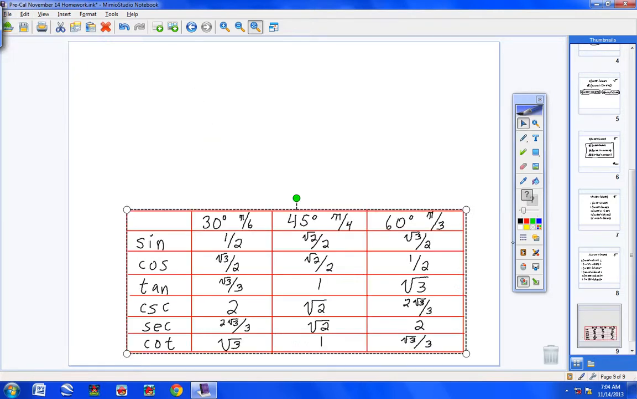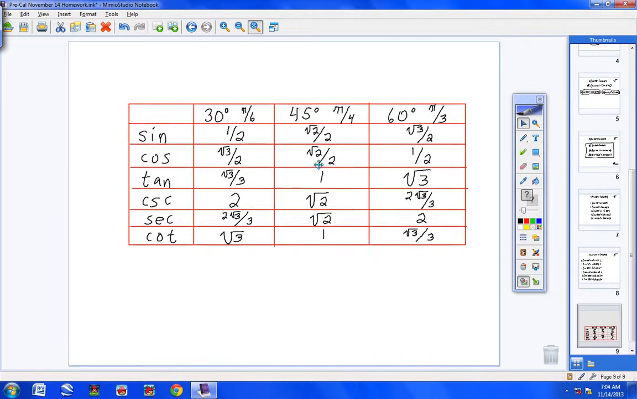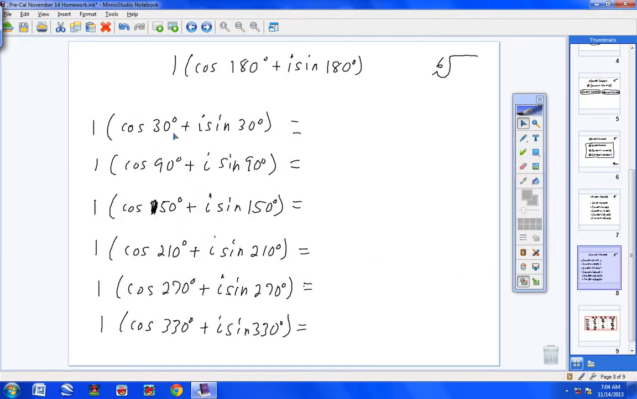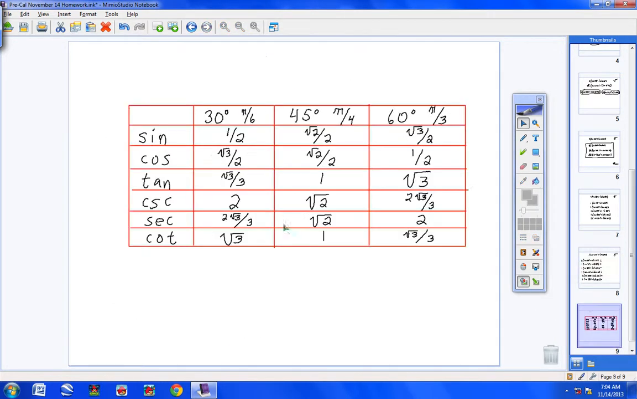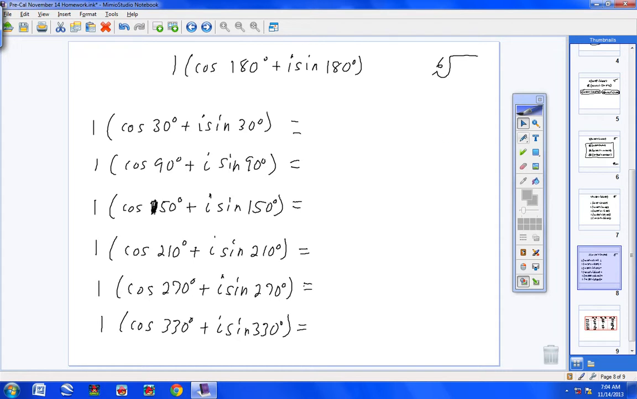I'm going to put my table right here so I can go back and forth to it real quick. And here we go. The cosine of 30 and the sine of 30. Well, the cosine of 30 is square root of 3 over 2. The sine of 30 is 1/2. So I would have square root of 3 over 2 plus 1/2 i. Remember, there's nothing to multiply this by because there's a 1 on the outside over here, so I'm going to ignore that 1. And there's one answer.